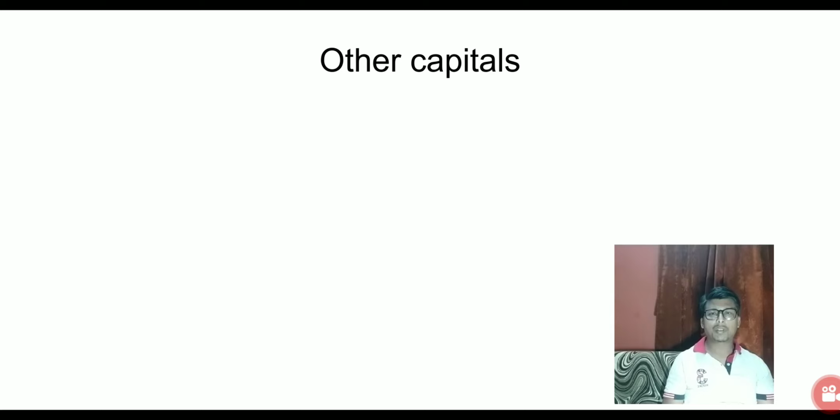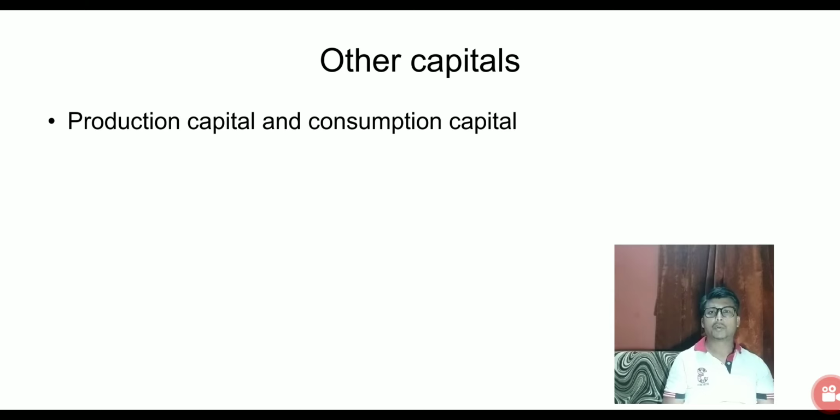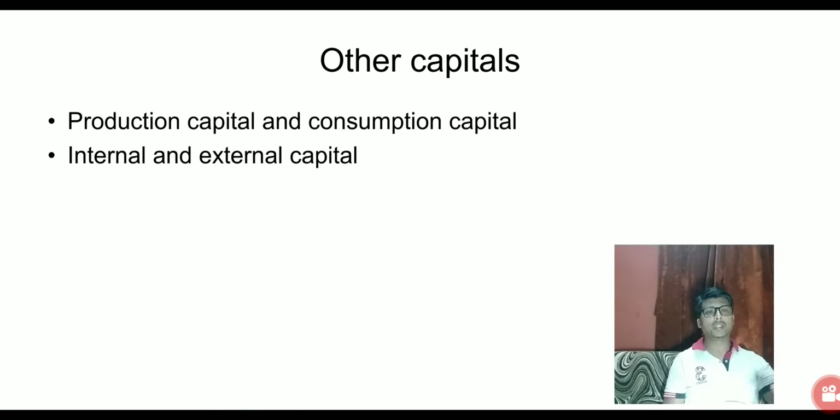Now, there are other capital such as production capital and consumption capital. Production capital are those capitals which are used in the process of production, like the machinery and all. And consumption capital are those raw materials which are used in the process of production. Internal capital and external capital. Internal capital are those capital which are sourced from within the boundaries of the country. It is not taken externally. And external capital are those capitals which are imported from other countries of the world.